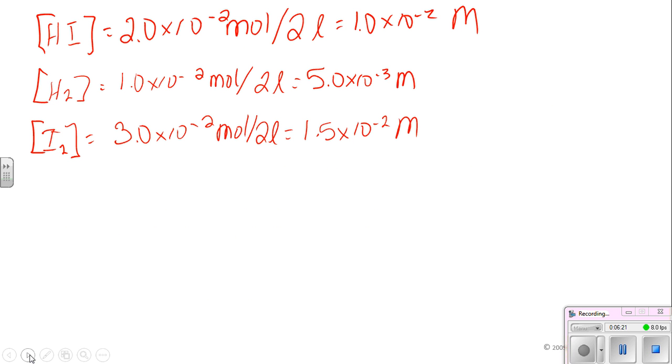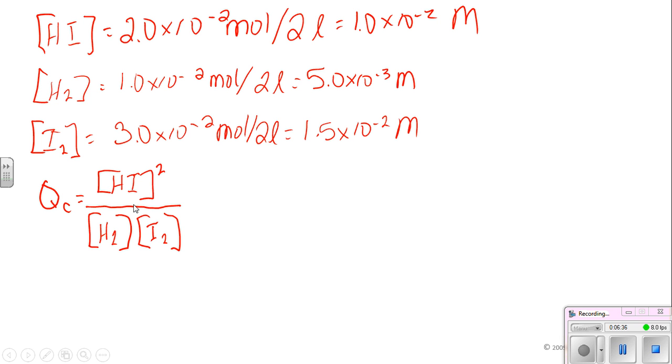Our next step is to write our Q expression. It's just like writing the equilibrium expression, but we're going to be plugging in the initial concentrations instead of the equilibrium concentrations. So here's the equilibrium expression. We use our balanced equation. So our products are going to go on the top, the concentration of HI squared over the reactants, the concentration of H2 times the concentration of I2. And next we're going to plug in the initial concentration, so these numbers here, into our equilibrium expression.